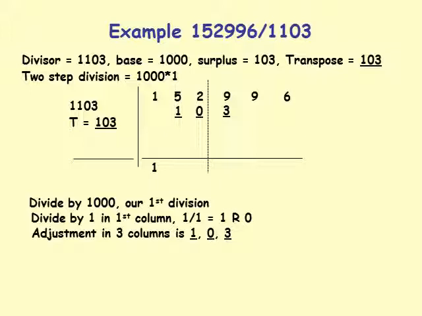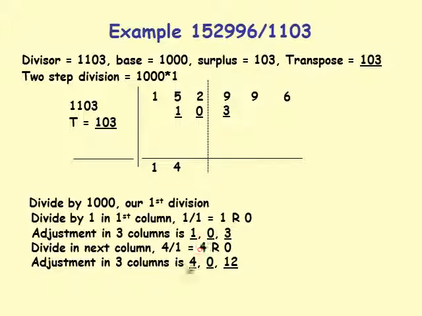So we got 103. Let's continue. Divide in the next column, I have 4. 5 minus 1 is 4. 4 divided by 1 is 4, remainder 0. So we got 4 here. Now adjustments are 4, 0, 1, 2. The first column is 4, next is 0, next is 12. Continue and divide in the next column. 2 minus 4 is minus 2. Minus 2 divided by 1 is negative 2, remainder 0. So we got negative 2 here, remainder 0.